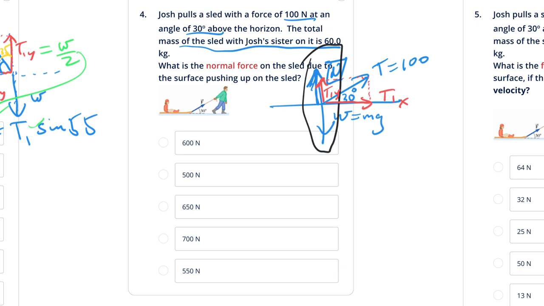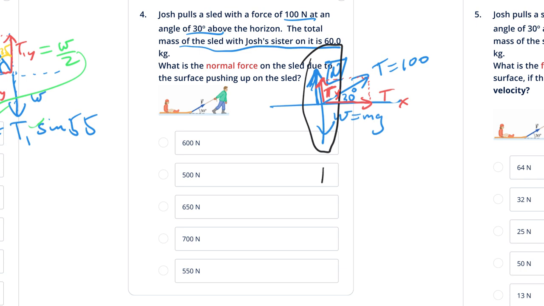And don't think that the normal force is the y component of the tension. I'm sorry, there's no ones on there. You guys just see that there's no net force in the vertical direction because the sled's not accelerating up or down.